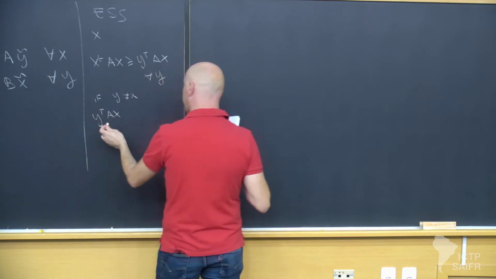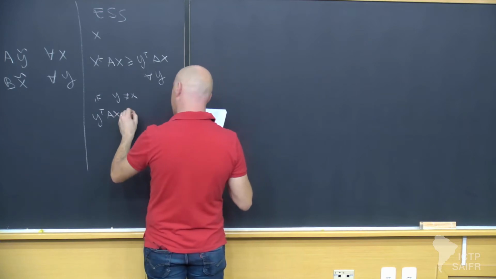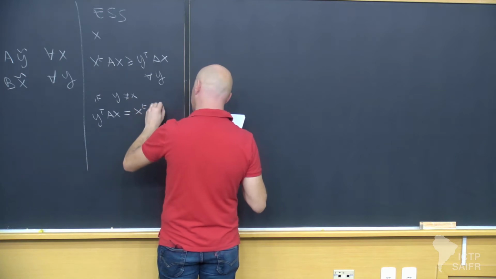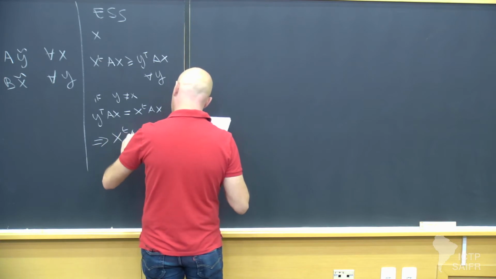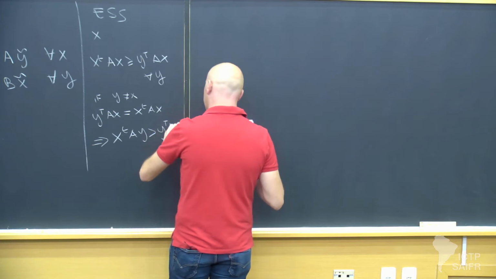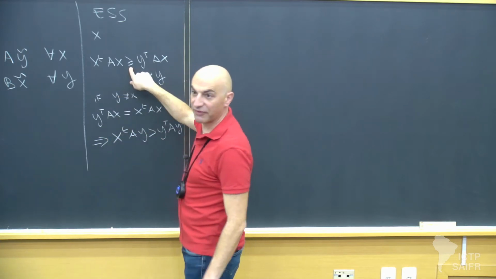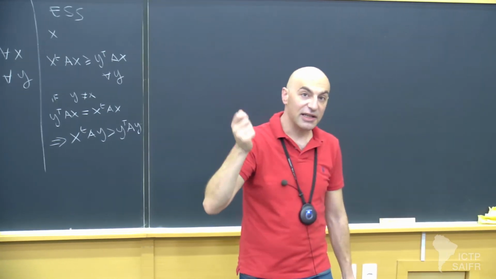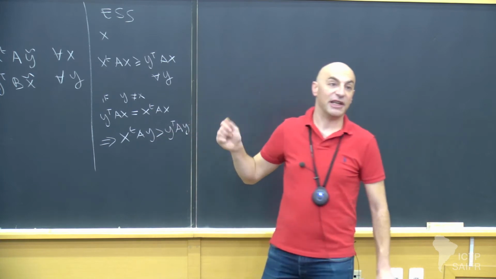y^T A x, so the payoff when this is y and this is x, is equal to x^T A x, implies, so when we have this equality, it implies that x^T A y is greater than y^T A y. So when it's equal to play y or x against x, then x is an evolutionary stable strategy only when it plays against y better than y plays against itself.